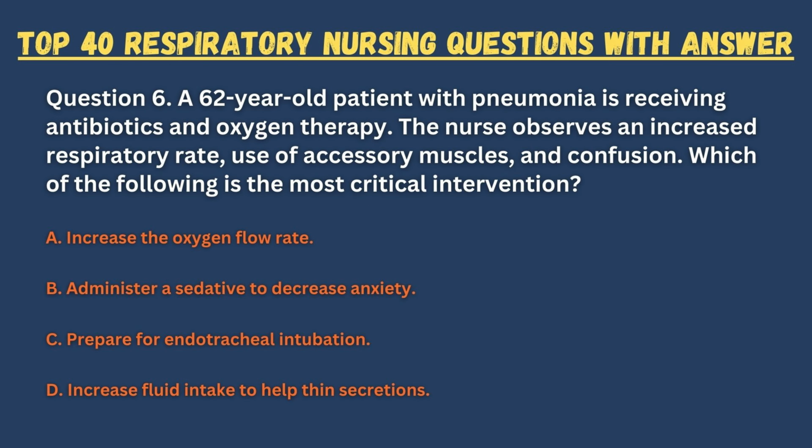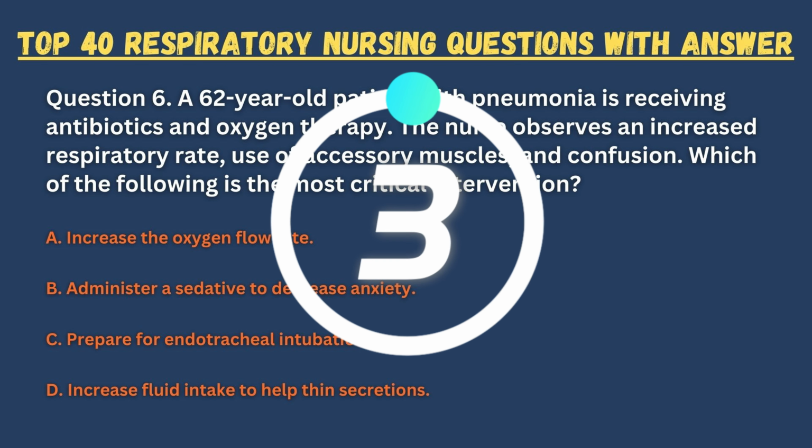Question 6. A 62-year-old patient with pneumonia is receiving antibiotics and oxygen therapy. The nurse observes an increased respiratory rate, use of accessory muscles, and confusion. Which of the following is the most critical intervention? A. Increase the oxygen flow rate. B. Administer a sedative to decrease anxiety. C. Prepare for endotracheal intubation. D. Increase fluid intake to help thin secretions.